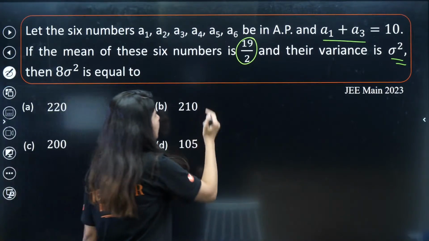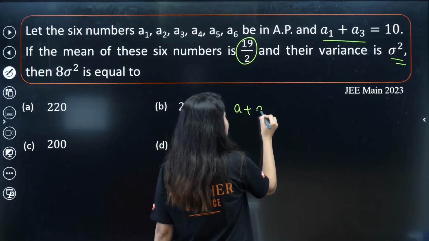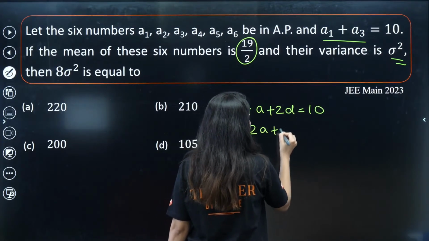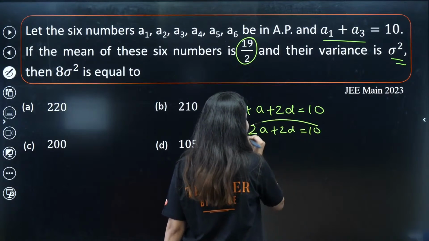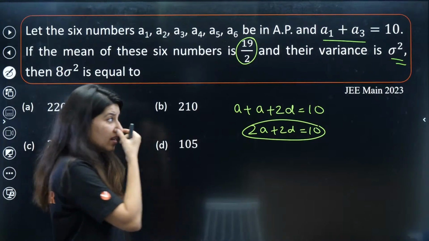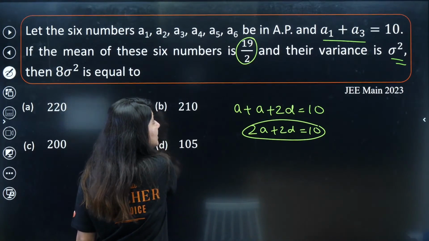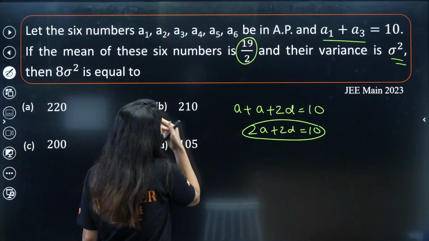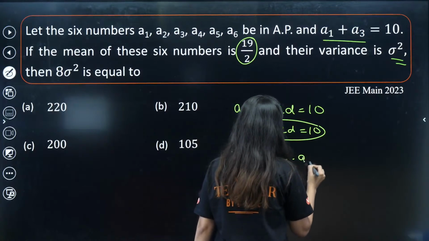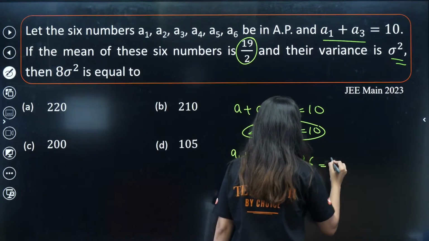6 numbers are in AP whose mean is given as 19 by 2. So A1 plus A3, so A plus 2D, is 10. That means 2A plus 2D is 10. The first thing is we need to figure out all 6 numbers and then we are sorted. We are done. Right? So 2A plus 2D is 10. And now they are saying that the mean of these 6 numbers is 19 by 2. So A1 plus A2 and all the way up to A6, upon 6, is 19 by 2.